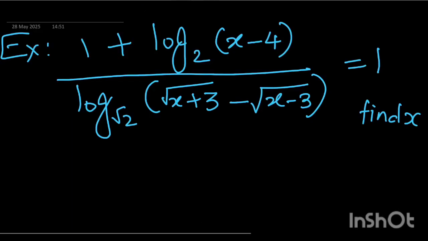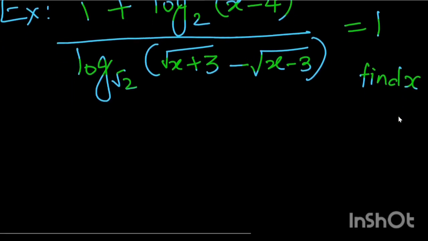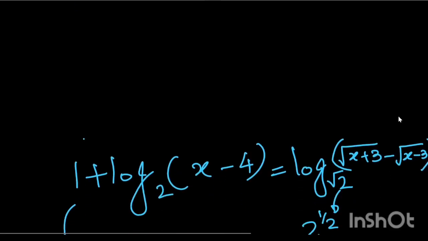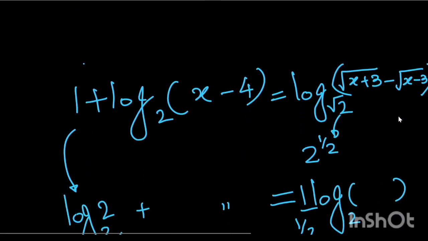So guys, let's try this sum. 1 plus log base 2 of x minus 4, whole upon log base root 2 of root x plus 3 minus root x minus 3, is equal to 1. We have to find x. How can we approach this, guys? What we can do is make the base same. That's the approach, guys.